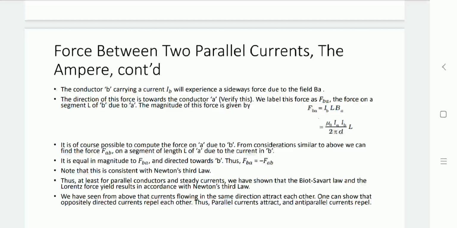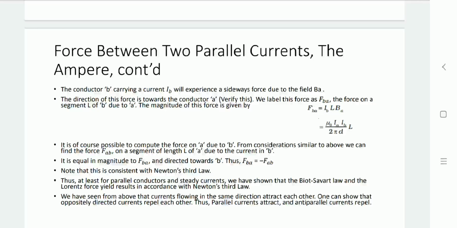So the total force on conductor B is due to its own current IB, and BA, the magnetic field of conductor A, over the length L. We can replace the value of BA, so that is mu 0 Ia IB upon 2 pi d, into L. In the same way, as both conductors are present nearby, the magnetic field of conductor B also affects conductor A, and that force has the same magnitude, but the direction is opposite.